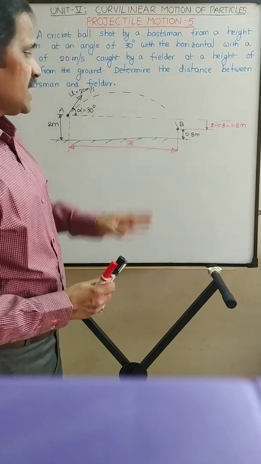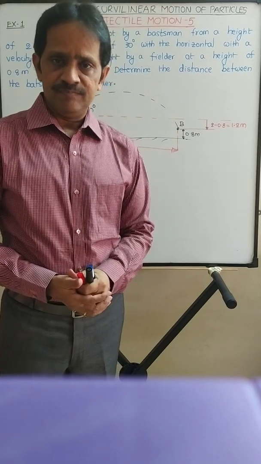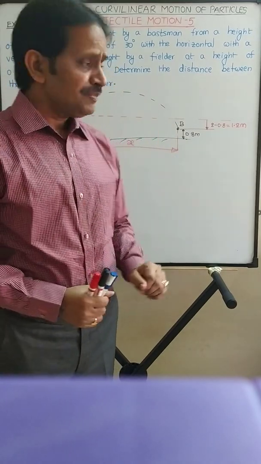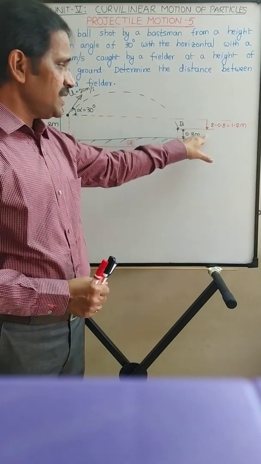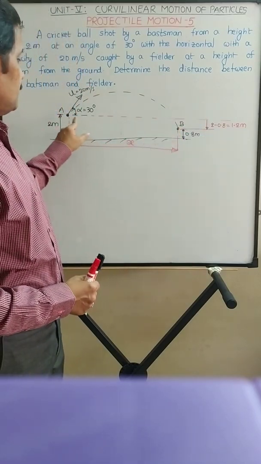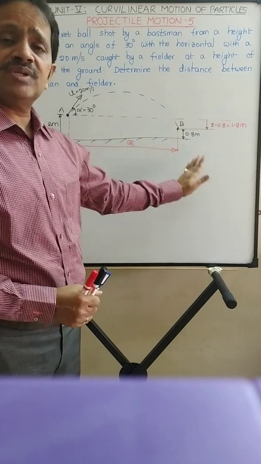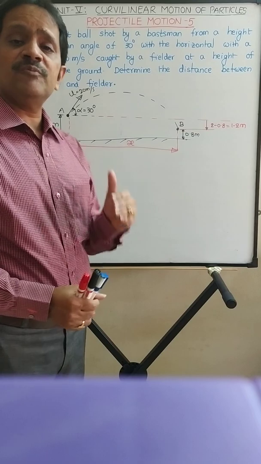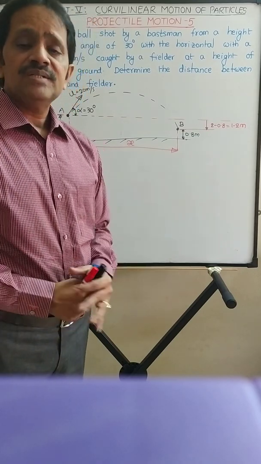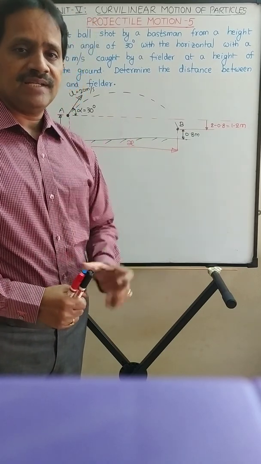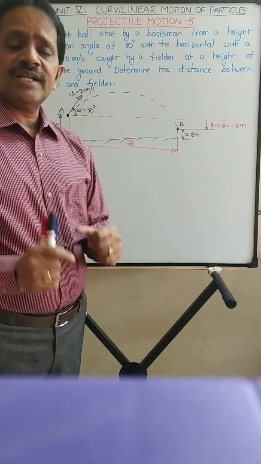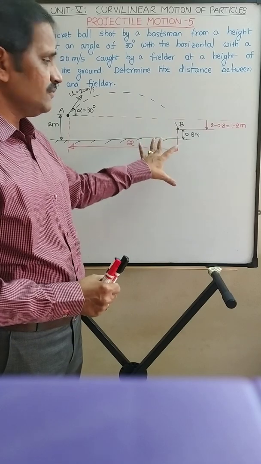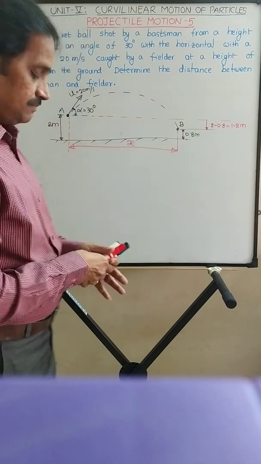Now we can solve this example by two methods. You can consider the horizontal motion and vertical motion separately, being you know the vertical displacement. By considering the vertical motion of the ball from A to B, you can find out the time, and using the horizontal motion you can find out the distance. That is from first principles. Or directly you can use the projectile equation. The projectile equation is the combination of horizontal and vertical motion. So let us solve this by both the methods.